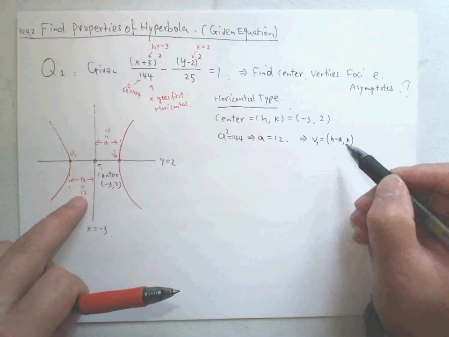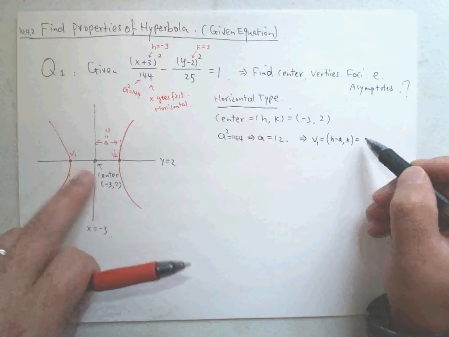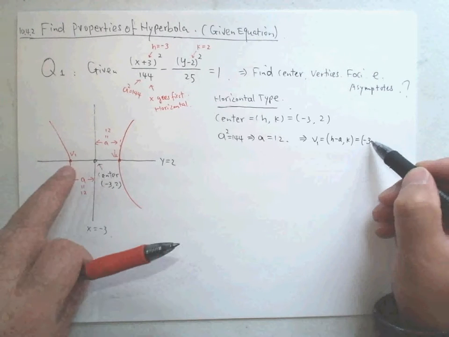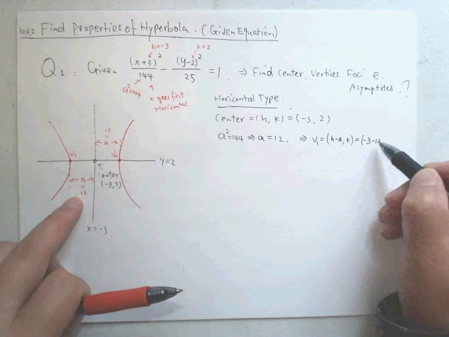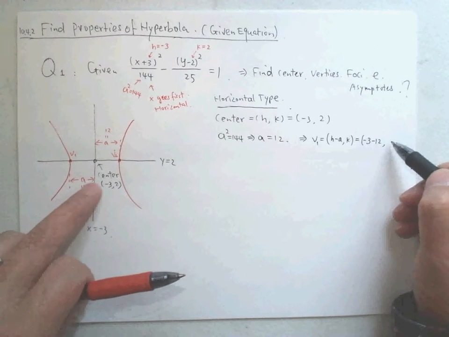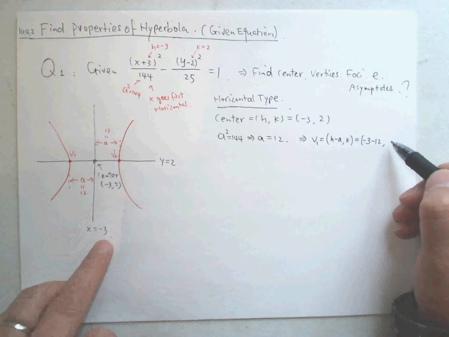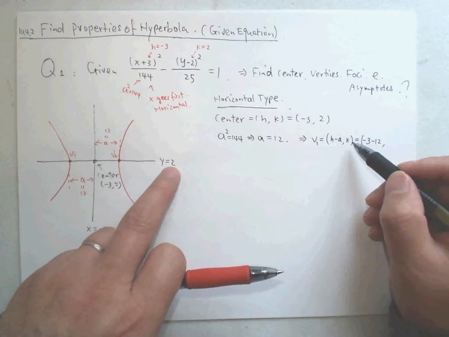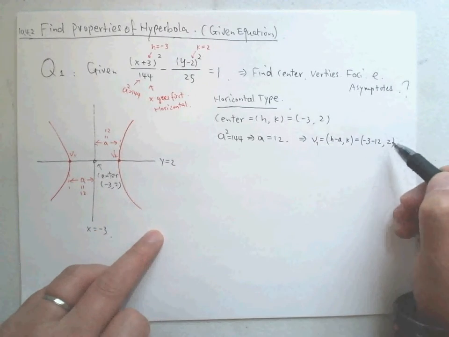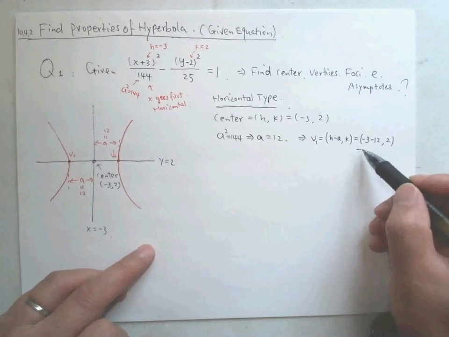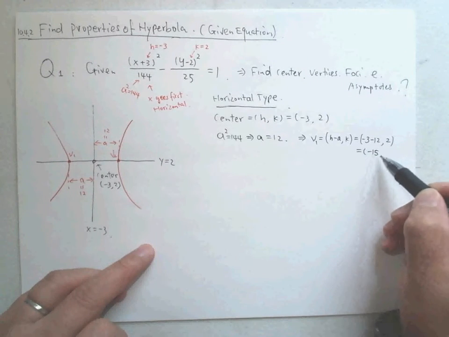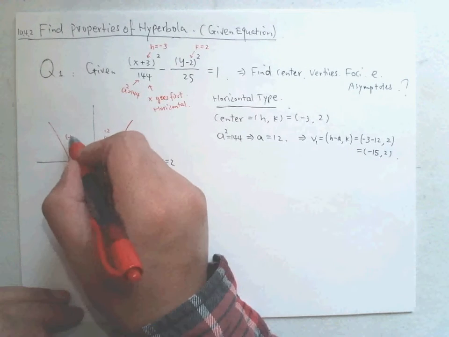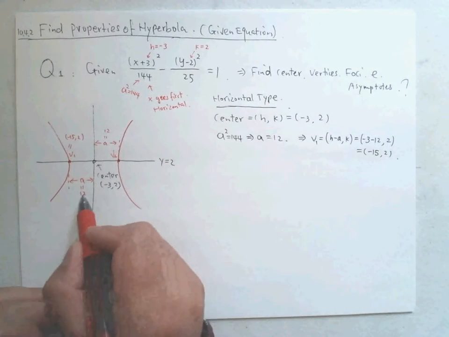If you have the formula, you can follow the formula, or look at this example, it's easy. What is h? The original h is negative 3, and it should be minus a, minus 12, because it shifts left. What is k? The y coordinate equals 2. The calculation gives negative 15 and 2. This is V1: negative 3 minus 12 is negative 15, 2.